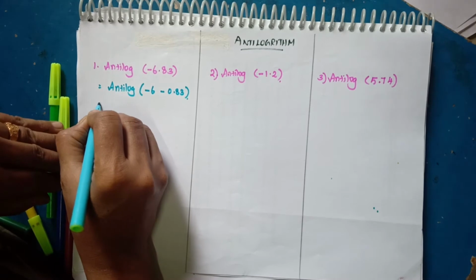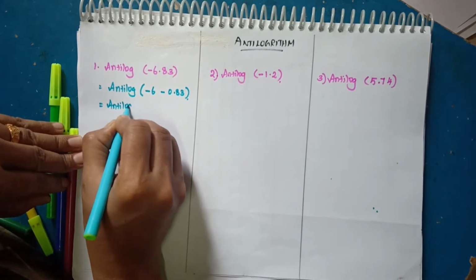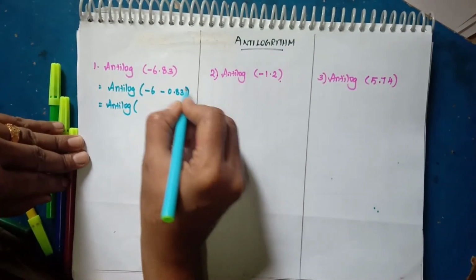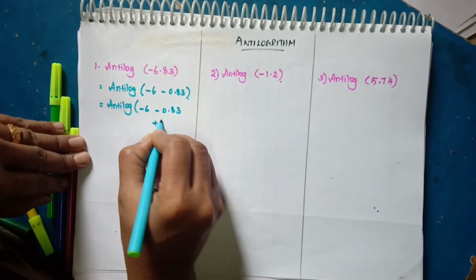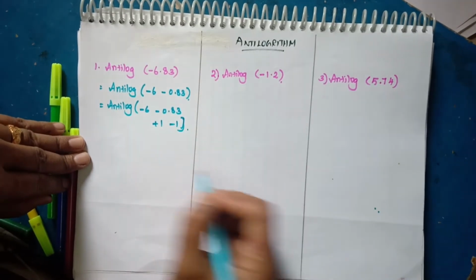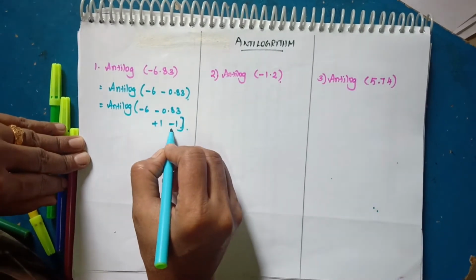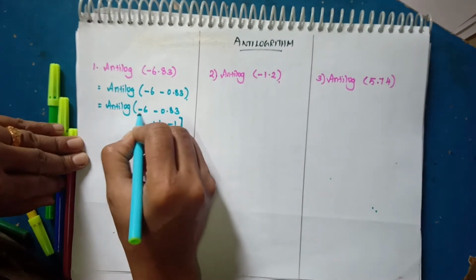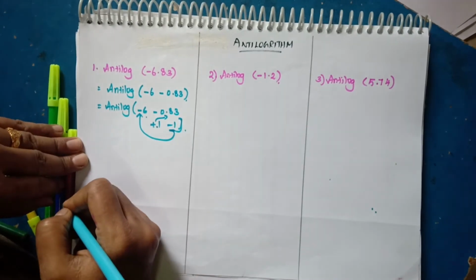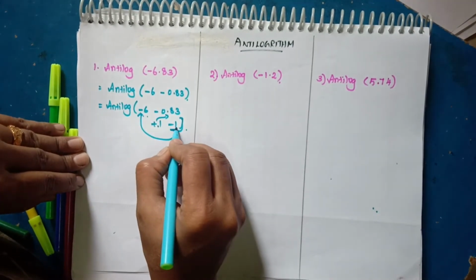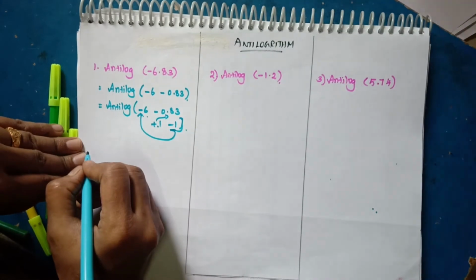Second one. After separating, what you have to do? You have to add plus 1 and minus 1 to the values. Minus 6 minus 0.83 plus 1 minus 1. Where to add the plus 1 and minus 1, we might get confused, right? So this negative, minus 1, always joins with the negative real number. Okay, and this positive number joins with the decimal number. Don't get confused. The minus 1 goes to the negative real number, and the plus 1 goes to the decimal number.